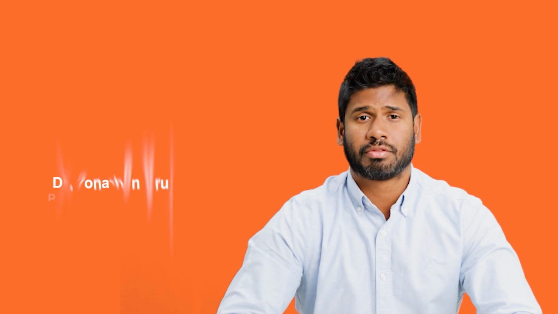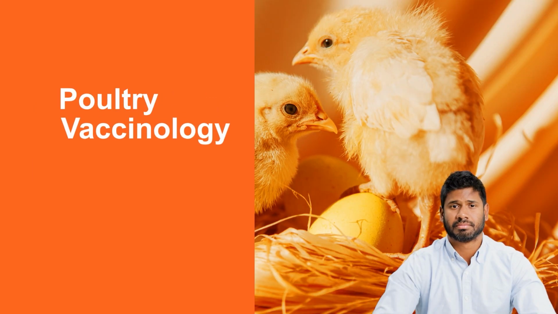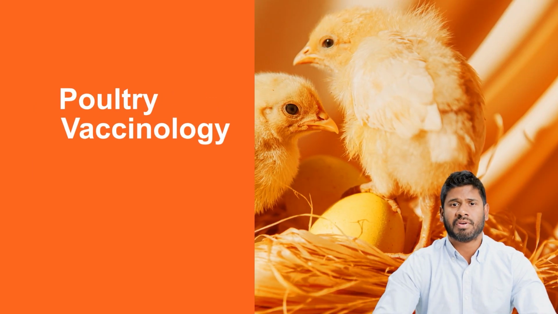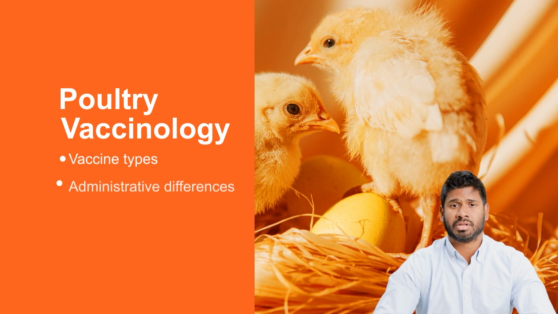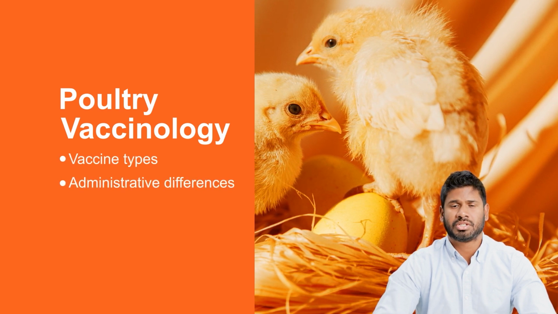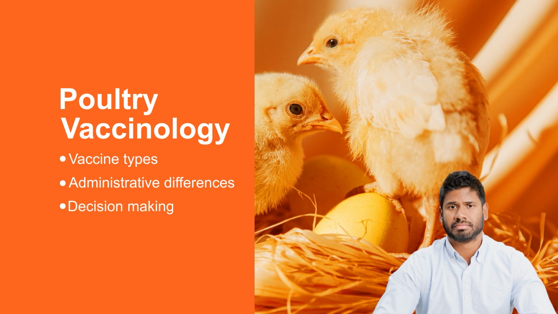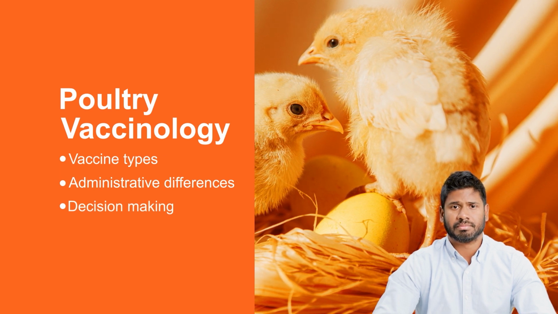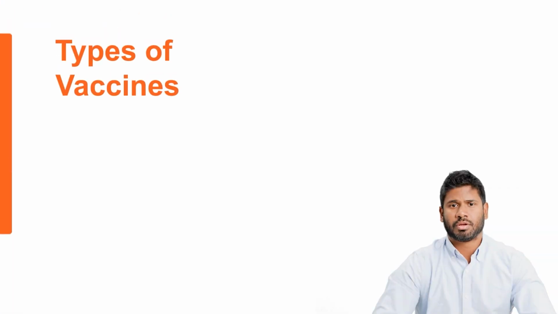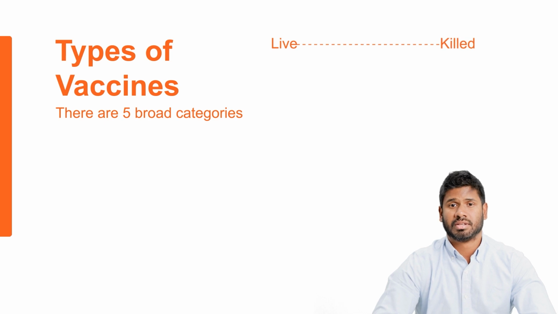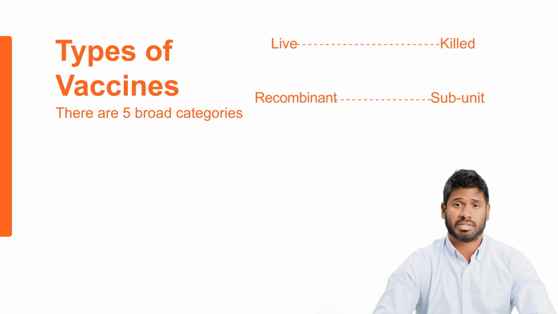And today we're going to talk through the basics of poultry vaccines. We're going to cover vaccine types, the administration differences, and very importantly, decision-making regarding vaccines. Let's start. There are 5 broad categories of vaccine: live, killed or inactivated, subunit, recombinant or vectored, and lastly, immunocomplex. All these vaccines are unique and important for you to think about when in the field and in your decision-making process.